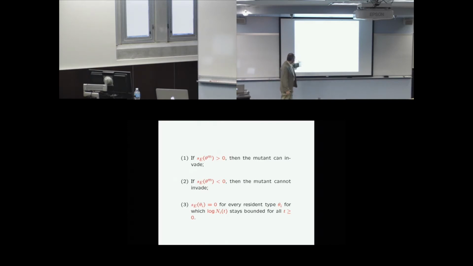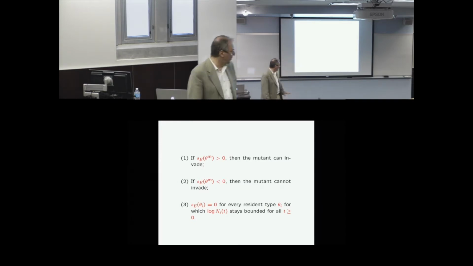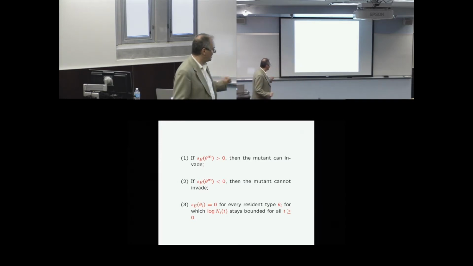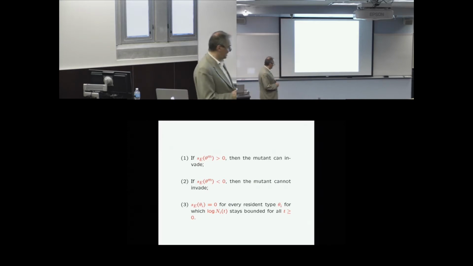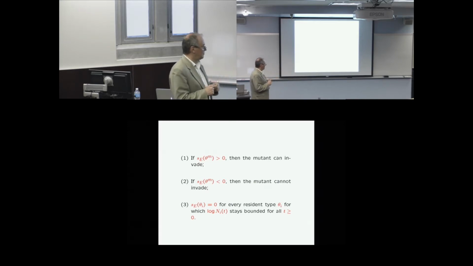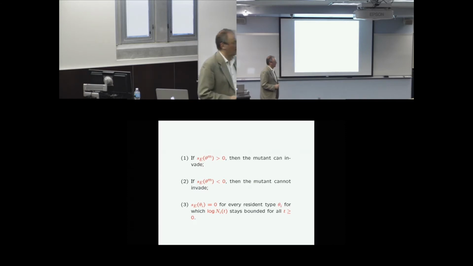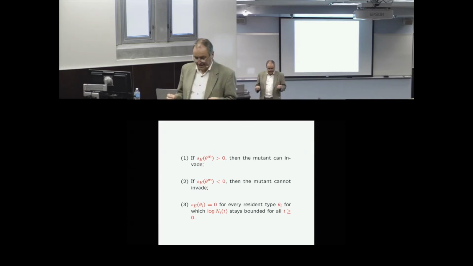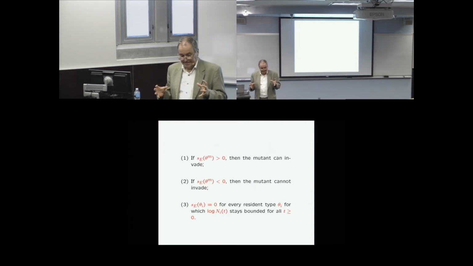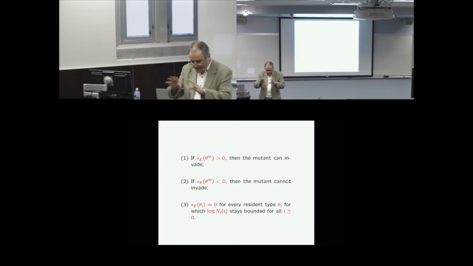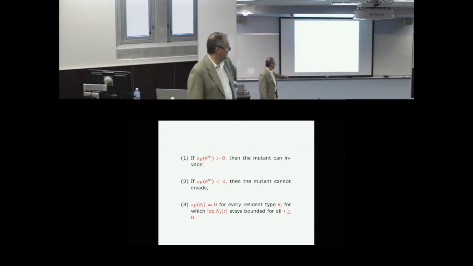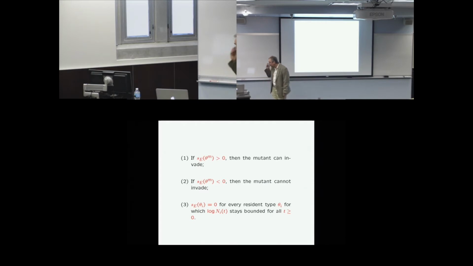And thirdly, the invasion fitness is 0 for every type for which this logarithm stays bounded. So, for instance, if we have an attractor which stays somewhere in a bounded region, then for the resident this invasion fitness will be 0.